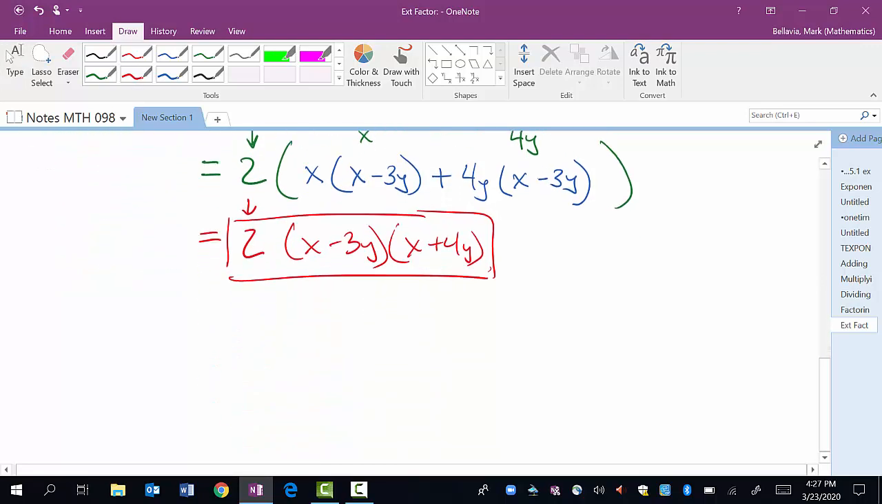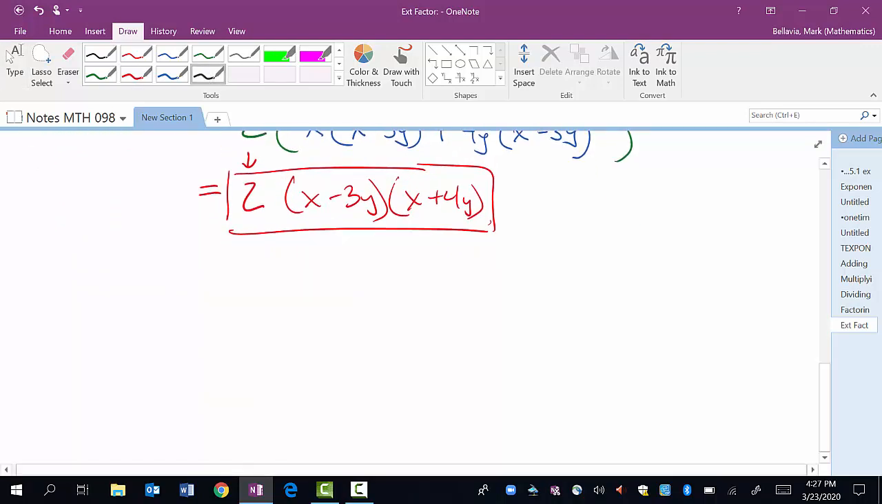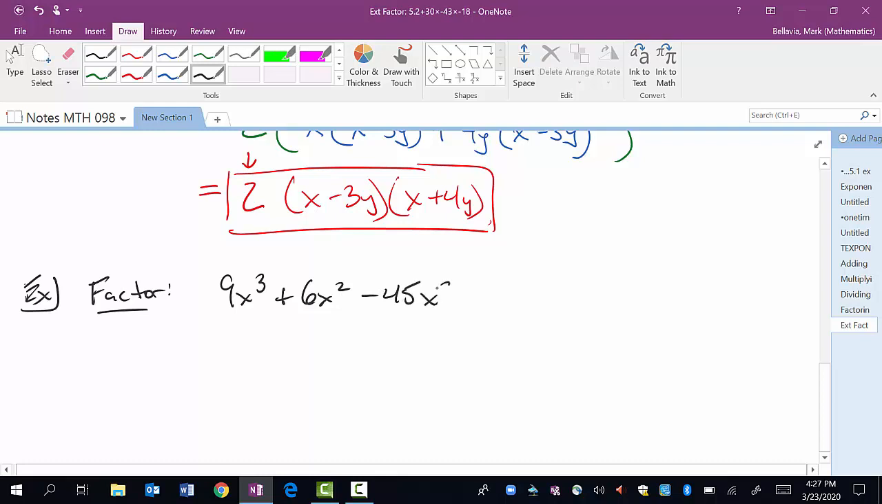All right, and we'll look at just one more like that, just to make sure we got it. If I said to factor 9x to the third power plus 6x squared minus 45x squared minus 30x.